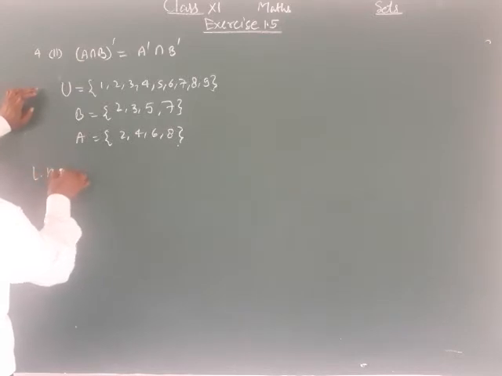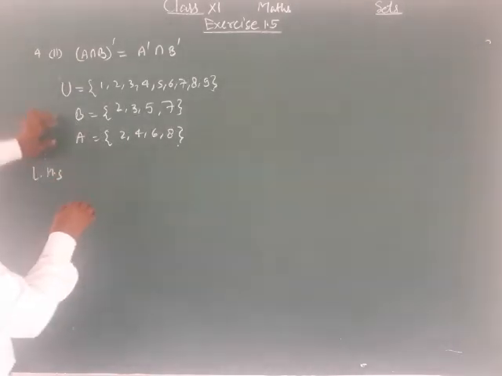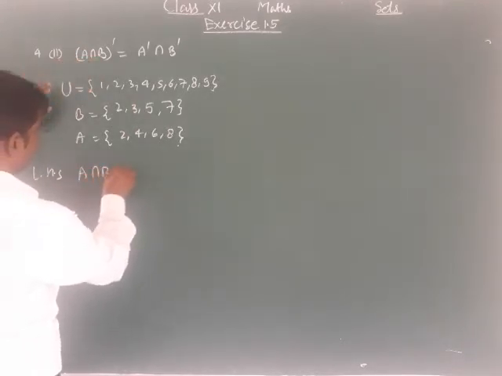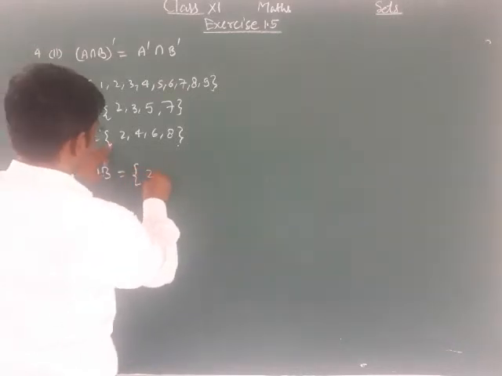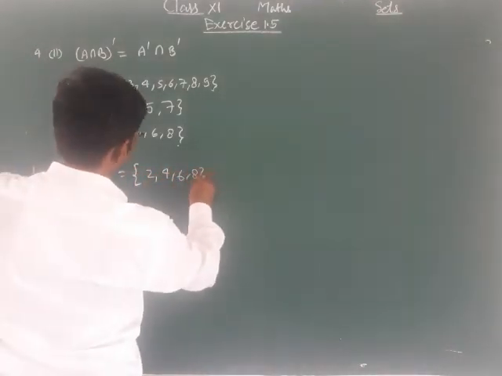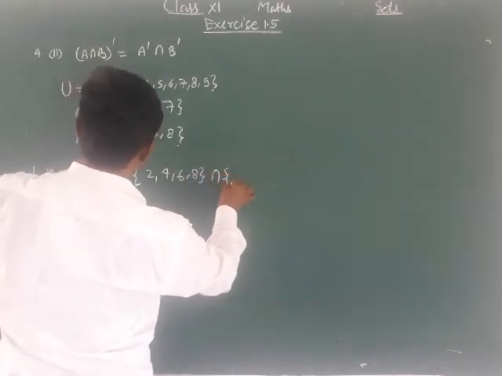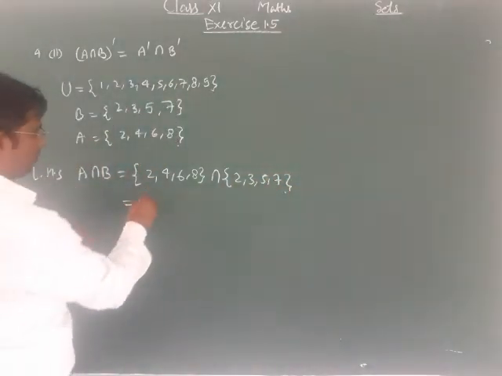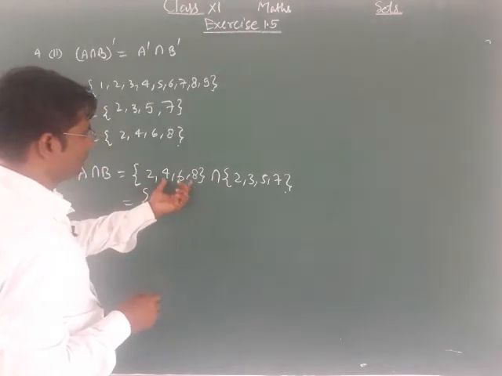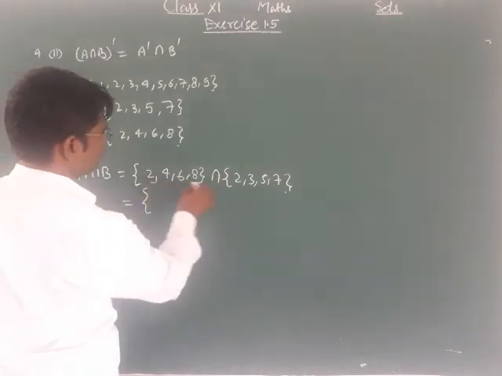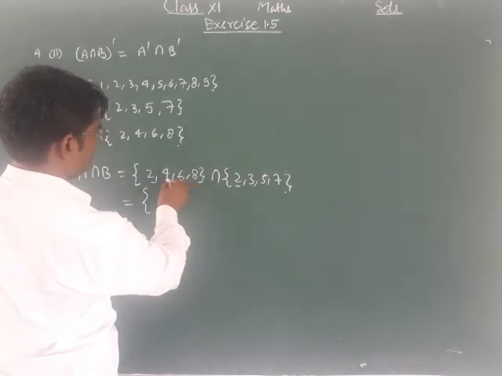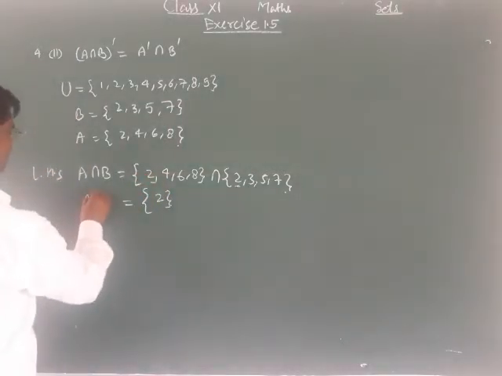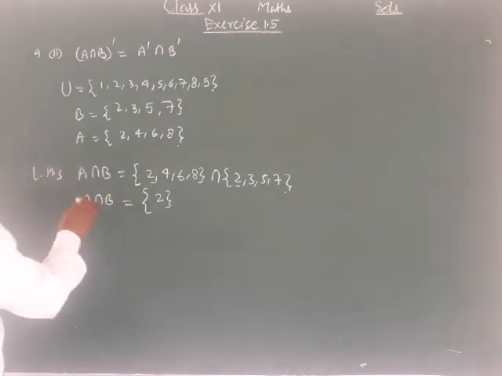Now LHS. Initially we find A intersection B. A intersection B is the elements 2, 4, 6, 8 intersection B elements 2, 3, 5, 7. So only take the common element of both sets. So 2 is common, so only 2 in A intersection B.